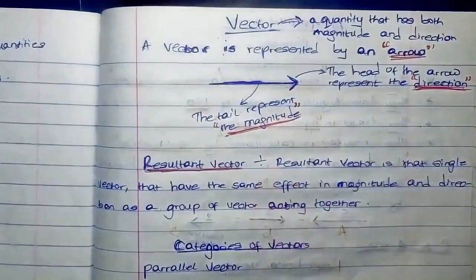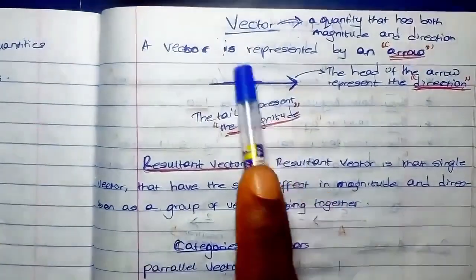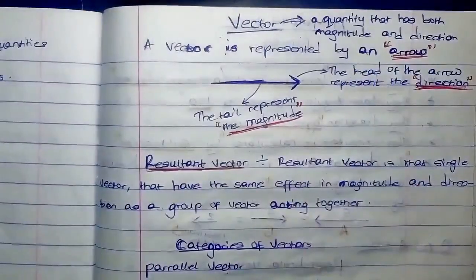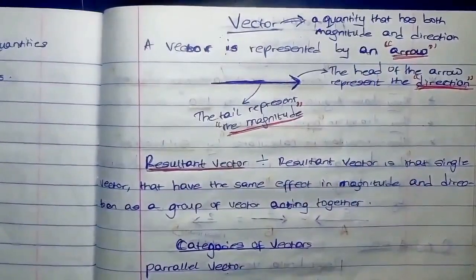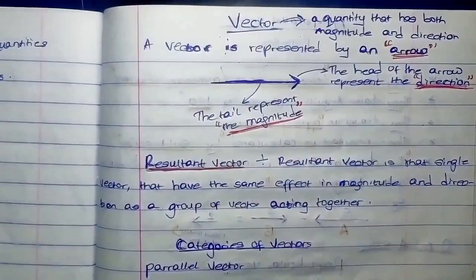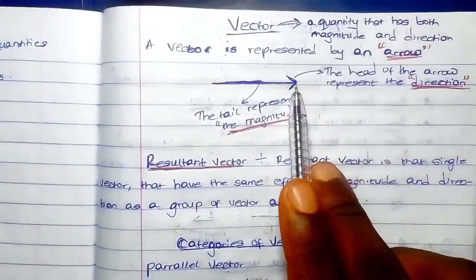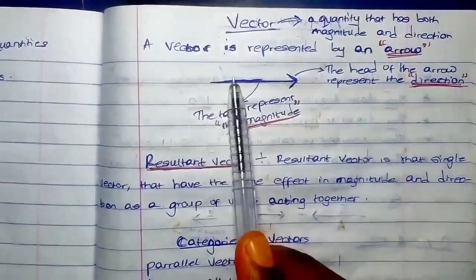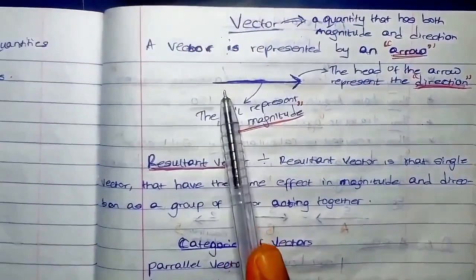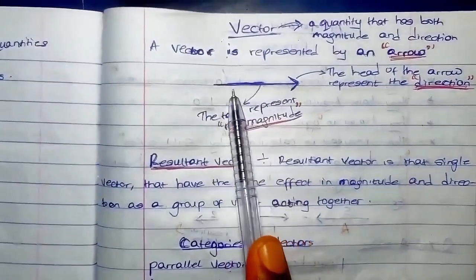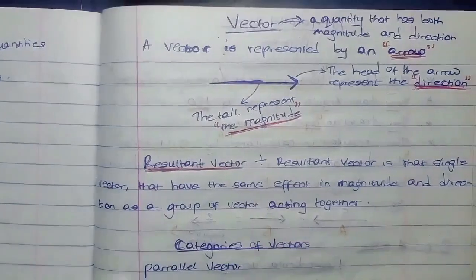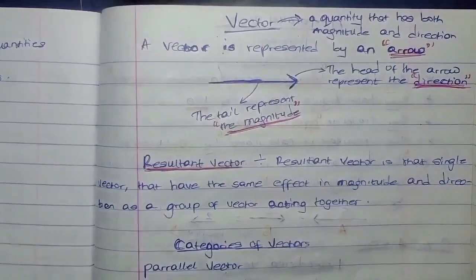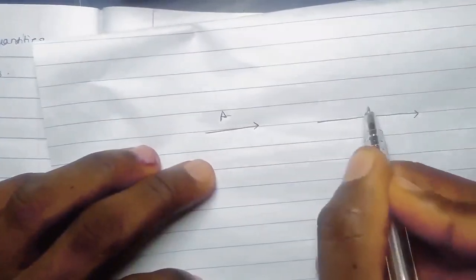Now let me explain. In physics, we normally represent a vector by an arrow. The head of the arrow represents the direction of the vector, while the length of the tail represents the magnitude of the vector. Let me give you an example. Now let's say two vectors, vector A and vector B.